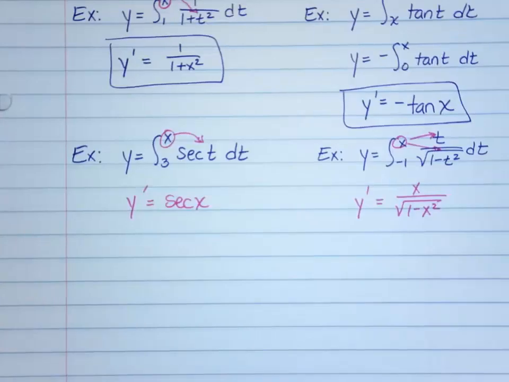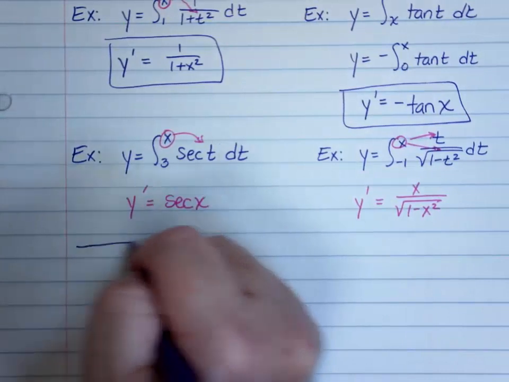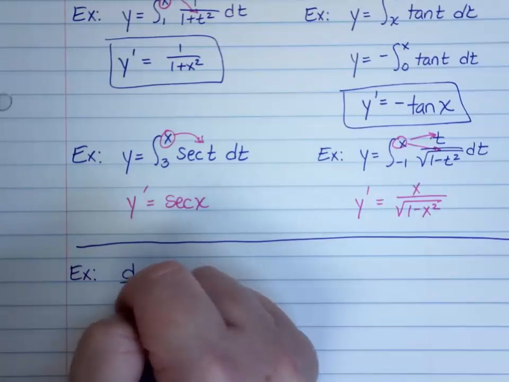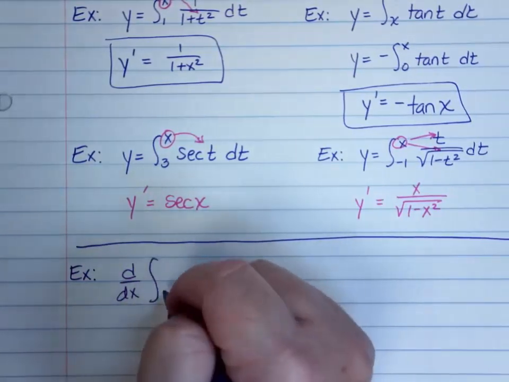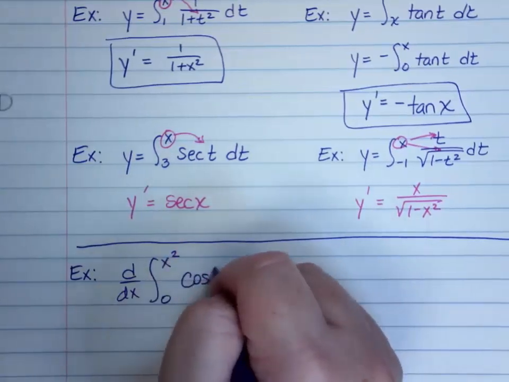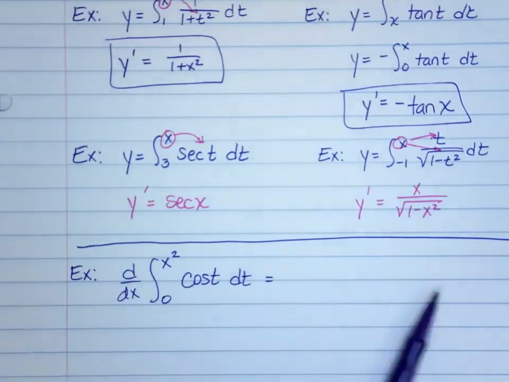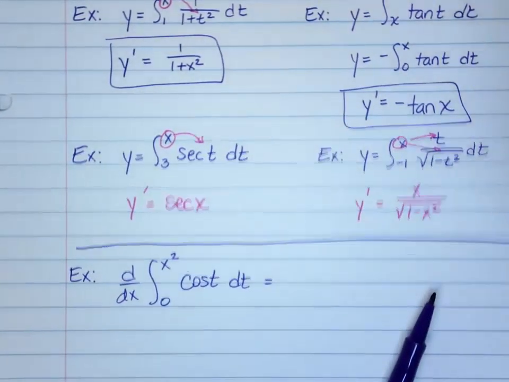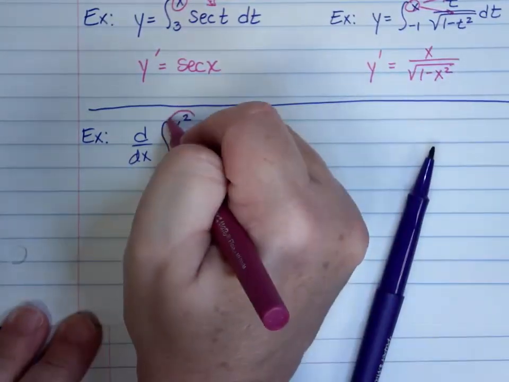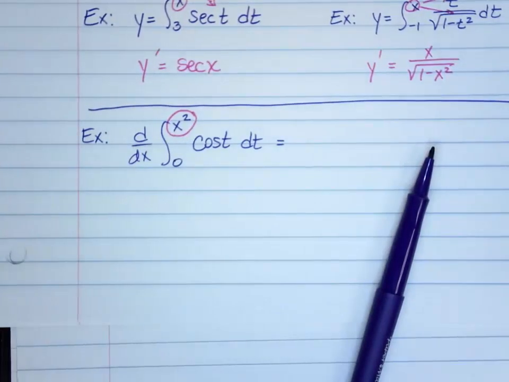Okay. All right, now we're going to take it a little bit further and show you some variations of what could happen to this problem. We're going to now talk about how to do a problem like this: d dx of the integral from 0 to x squared of cosine of t dt. So the question is, what do you do when this up here is more than just an x? What if it's x squared? What if it's sine of x? What if it's x cubed minus 5x plus 2? It could be anything like that.